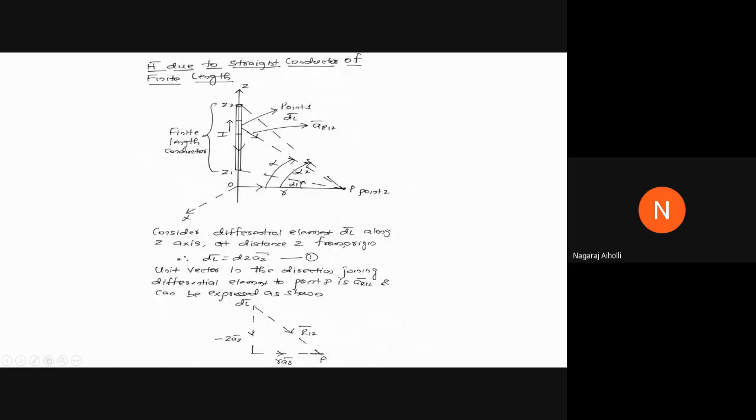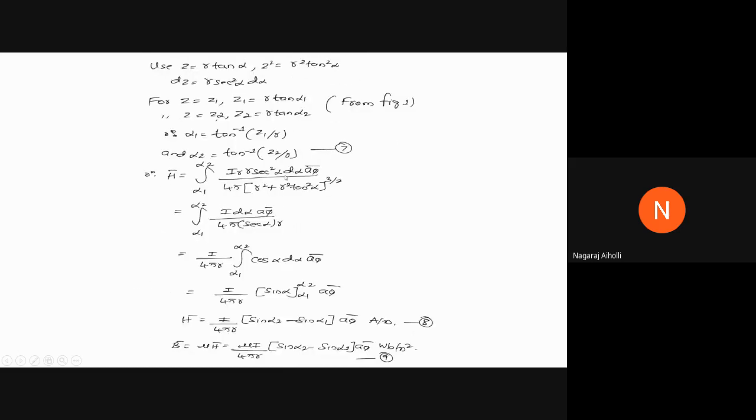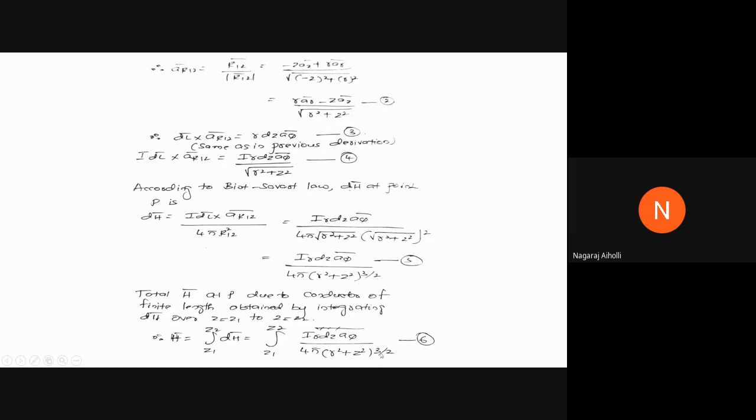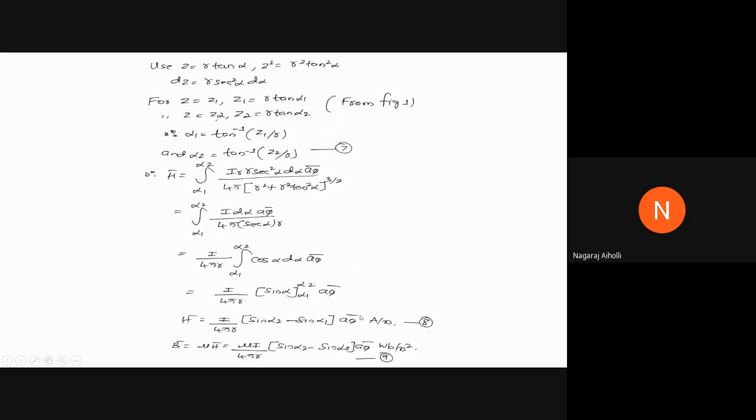Here, if we take z, from the midpoint of the conductor, tan alpha is equal to z divided by r, or z is equal to r tan alpha. Here we have to substitute r tan alpha for z. So z square is r square tan square alpha. Substitute that: r square tan square alpha, the whole raised to 3 by 2.